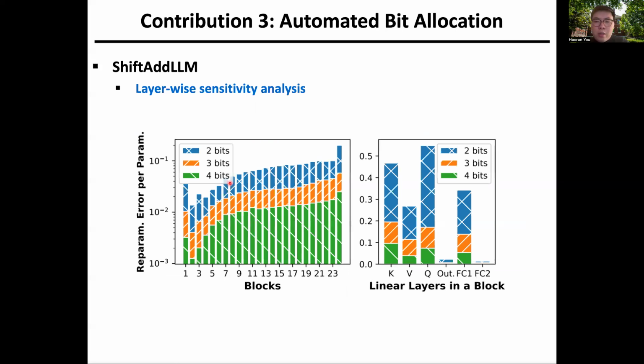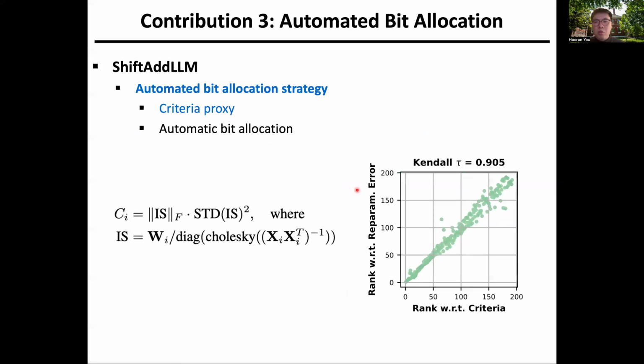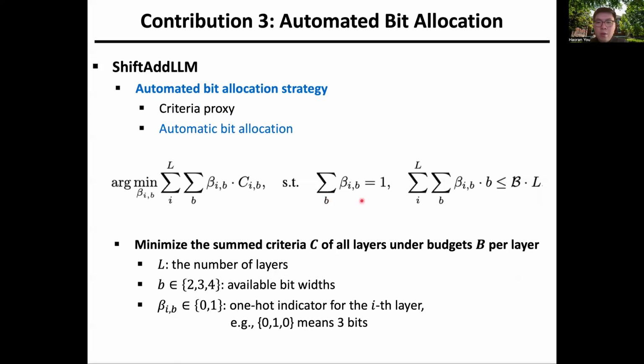And the third contribution is how to achieve mixed and automated bit allocation. Our layer-wise sensitivity analysis revealed that different layers or blocks are not equally sensitive to reparameterization. And we propose to automatically assign bits based on a criteria proxy that accurately predicts the reparameterization error with much less time and cost. And here we show the overall objective for optimizing the bit allocations. The goal is to minimize the sum of the criteria C of all layers under the budget B per layer.